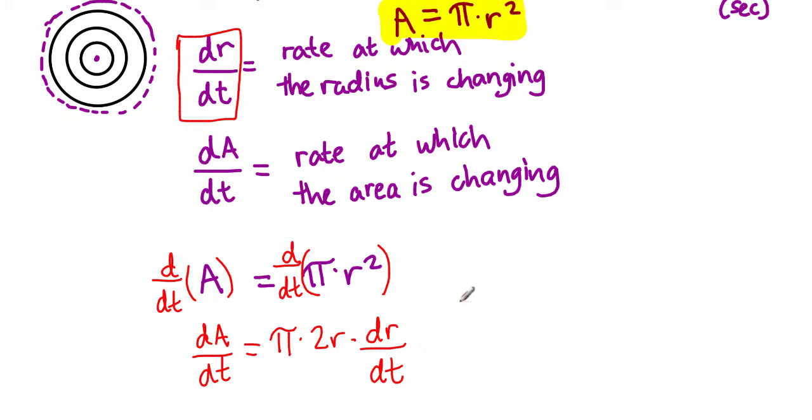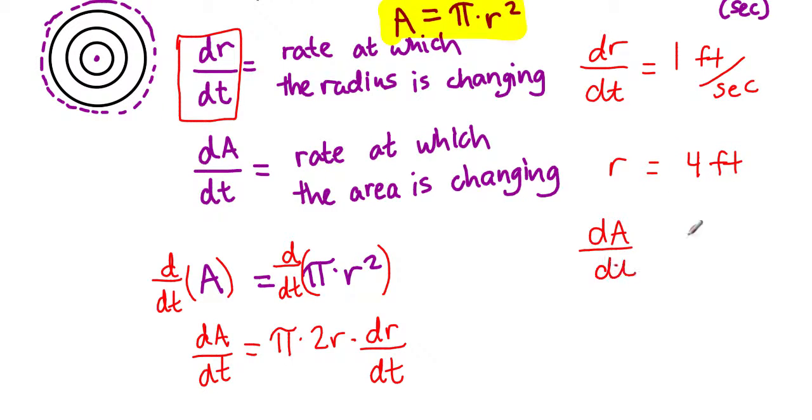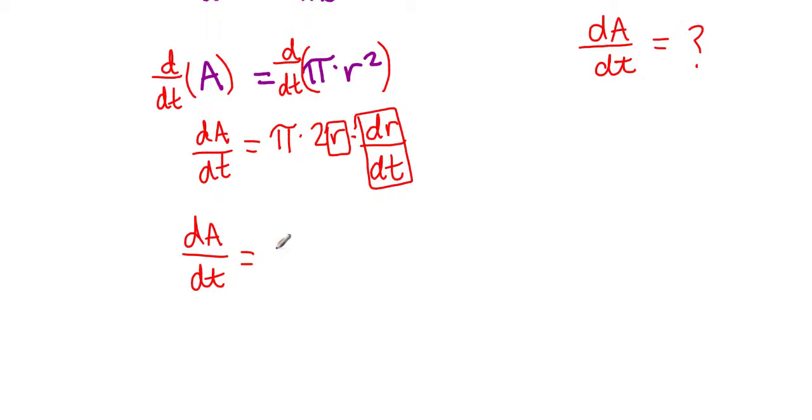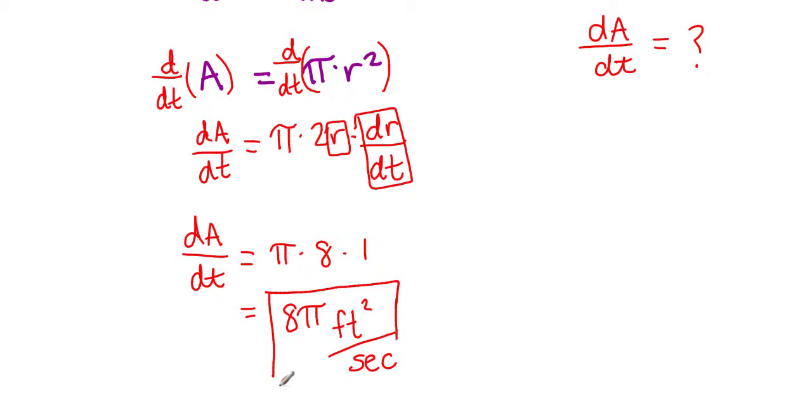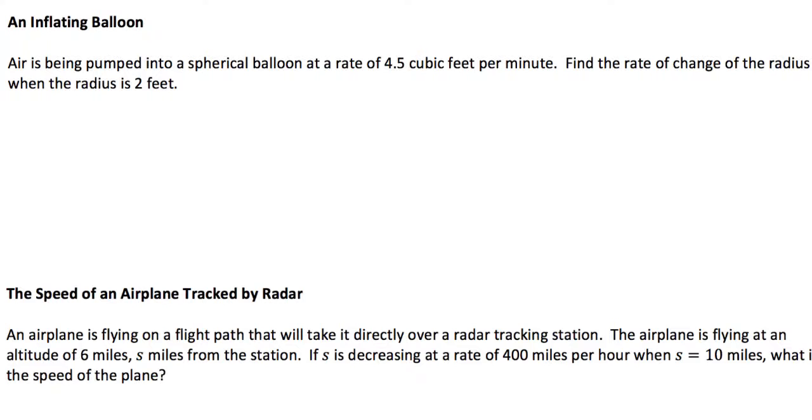Lastly, step 4, go ahead and identify any of the given values in the problem. We know dr/dt is equal to 1. That was the rate that the radius was changing. They're asking us to find the rate at which the area is changing when the radius is 4. So we're going to go ahead and substitute those values in. And when you replace dr/dt with 1 and r with 4 and simplify, we're going to solve for dA/dt, and we get the rate at which the area is changing is 8 pi square feet per second. Remember, since it's area, our units should be square feet.